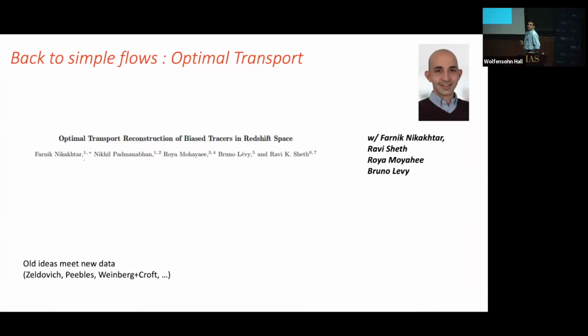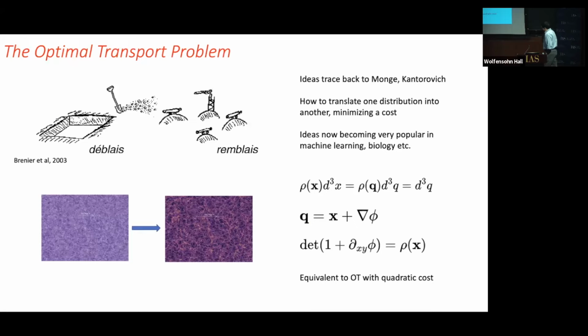This is an old idea that in some ways goes back to people like Zeldovich and Peebles. There have been versions of this idea that David Weinberg and Rupert Croft have worked on. This is work led by my postdoc, Farnik Nikakhtar, with a whole host of people along the way. So the question we want to work out is, how do I figure out what the initial conditions are? I told you the first version of this was solving the simple linear continuity equation that I'd written down on that previous slide. But can I do better than that?